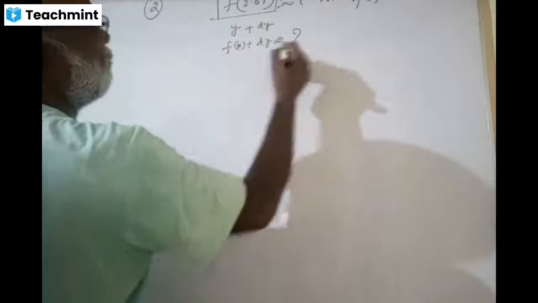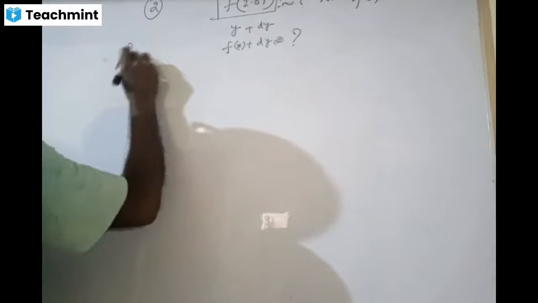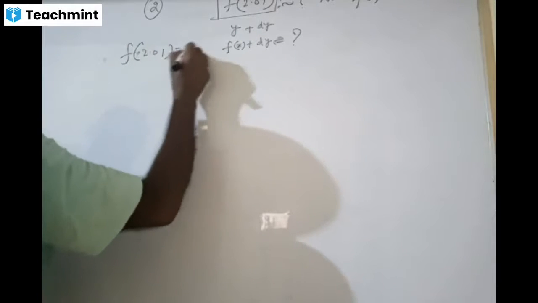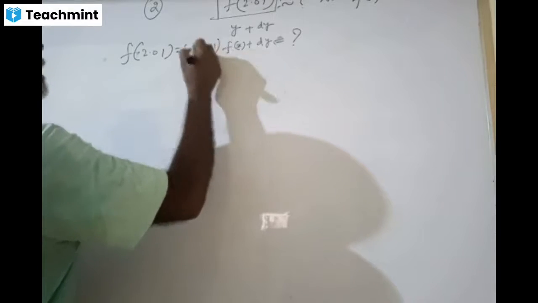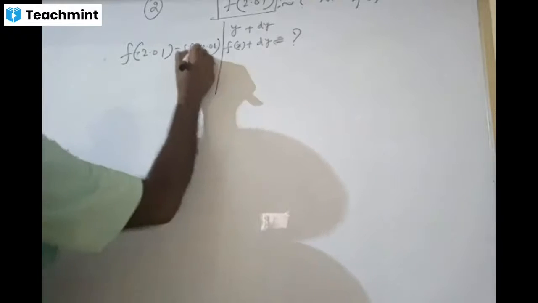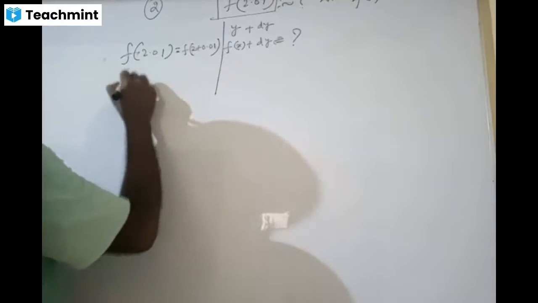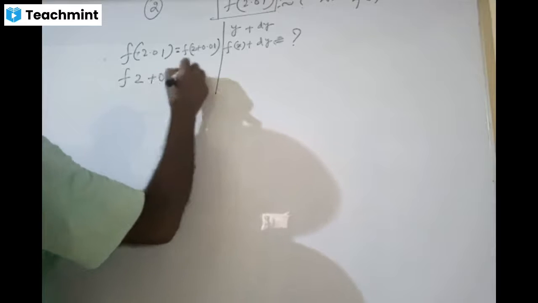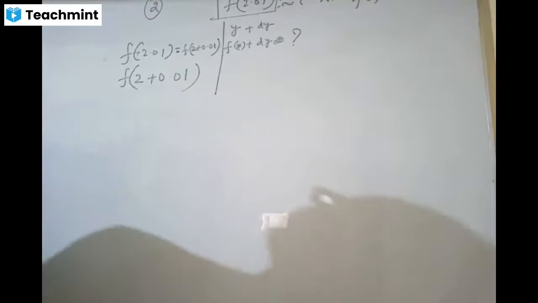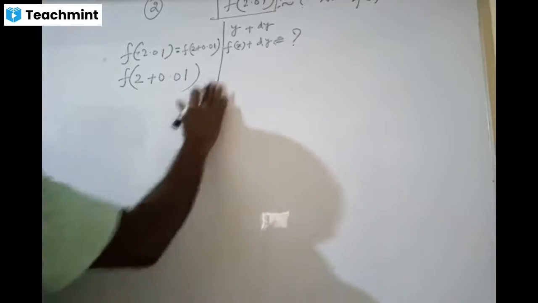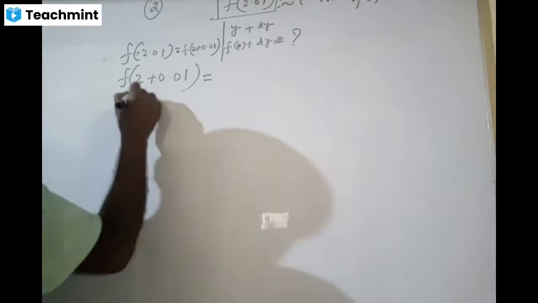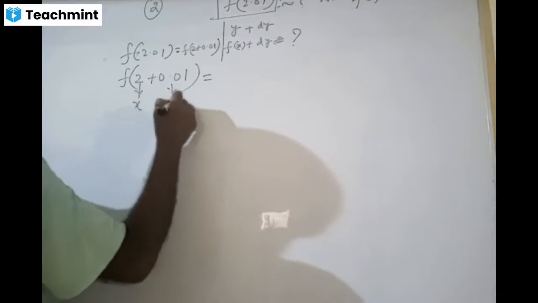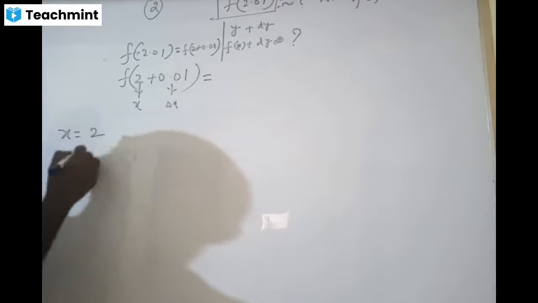Now f of 2.01 is nothing but f of 2 plus 0.01. Do you agree? I think I need to write bigger letters. When I am seeing the video, I myself am not able to know what I am writing. So this is x and this is delta x. Write x equal to 2 and delta x equal to 0.01.